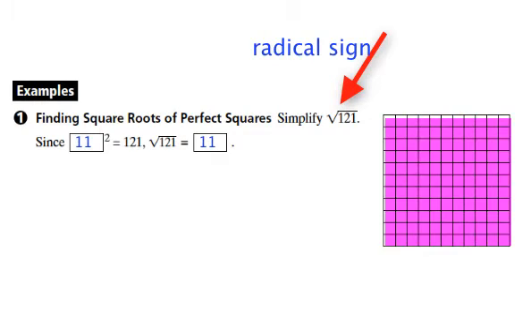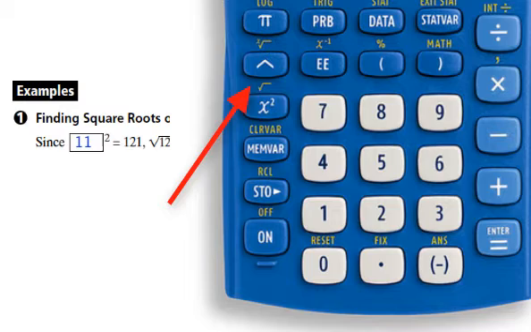If you shade in an 11 by 11 square, there would be 121 squares shaded in. Now, we're not going to be drawing squares on our homework to figure out what the square root of something is. We will be using our calculators, so you need to find the radical sign on your calculator. For some of you, you're going to enter the radical sign, the number, and then hit the enter key or equal sign. For some of you, you'll enter the number and then hit the radical sign. You need to play with your calculator and figure out how to use it. We'll talk about it in class and make sure you know how to use your radical sign on your calculator.